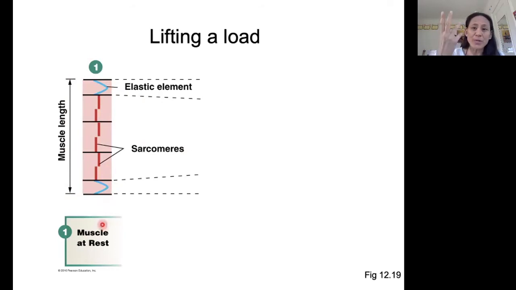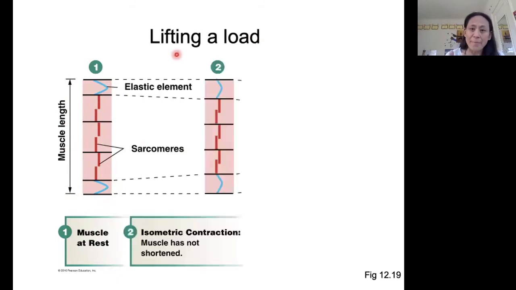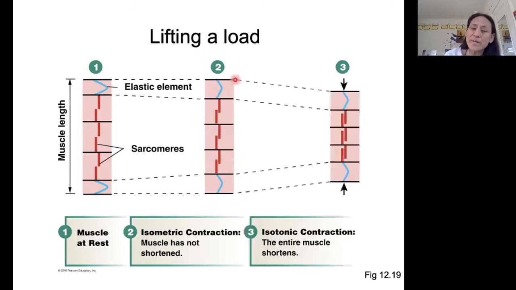When we start to contract, if we're trying to lift a load, what's going to happen at first is the initial amount of force that we are generating is not going to be enough to lift that load. So what's going to happen is that the sarcomeres will contract and the elastic elements will stretch. And overall, you can see if you compare 1 and 2, that the overall length of the muscle remains the same, okay?